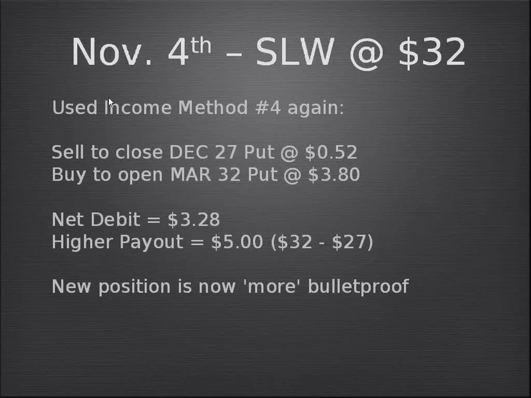All right. And as we continue on November 4th, Silver Wheaton's now at $32 per share. We use income method number 4 again. Now this was a bad choice on my part. And for those of you who have the blueprint, you can kind of see why.